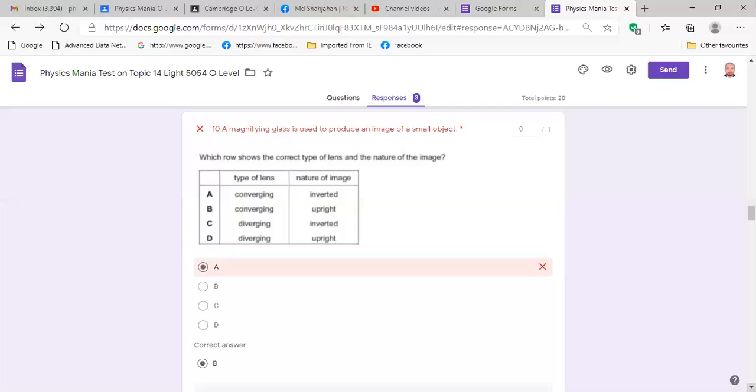There are three properties, right? Upright, magnified, and virtual. So it should be upright. You gave inverted. Got it? Yes, understood, sir. So why did you give inverted?